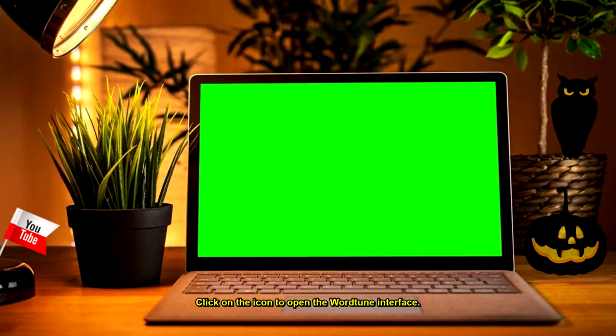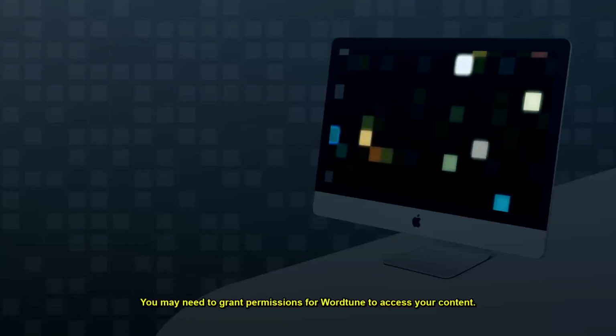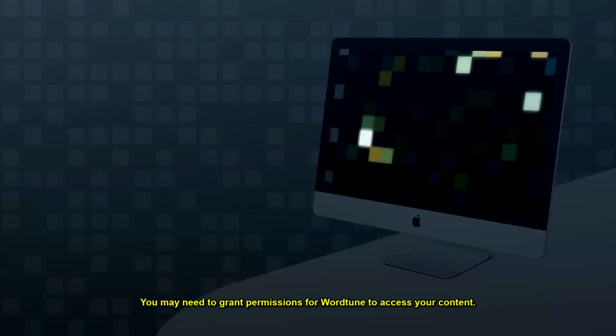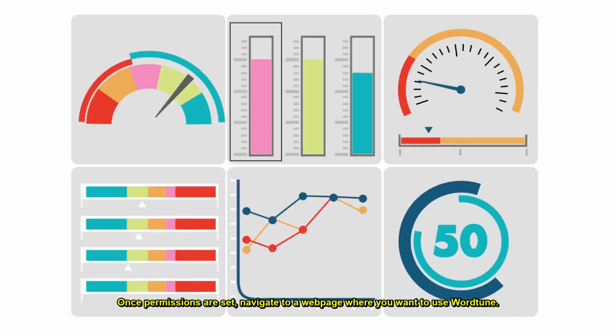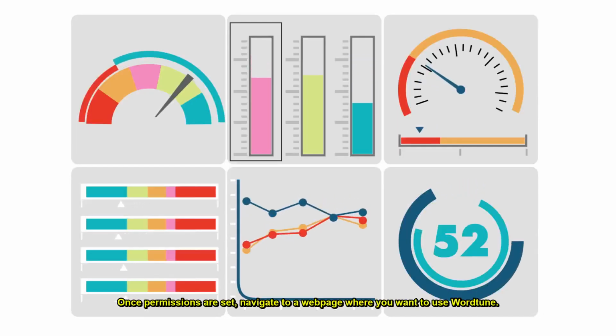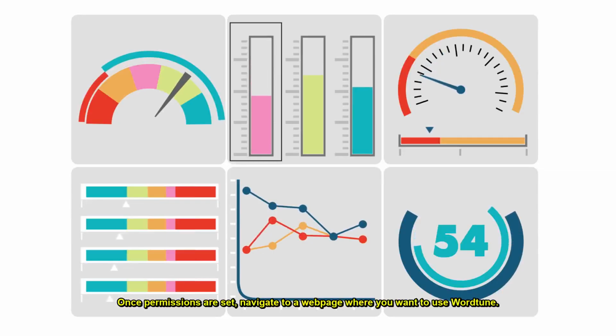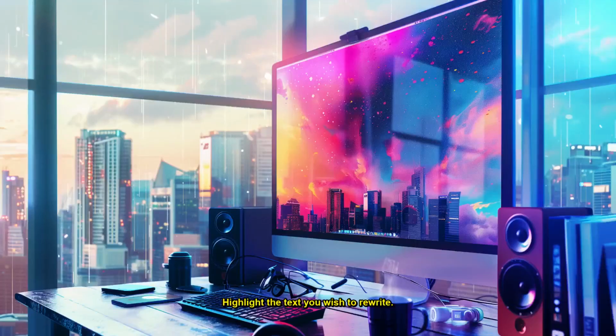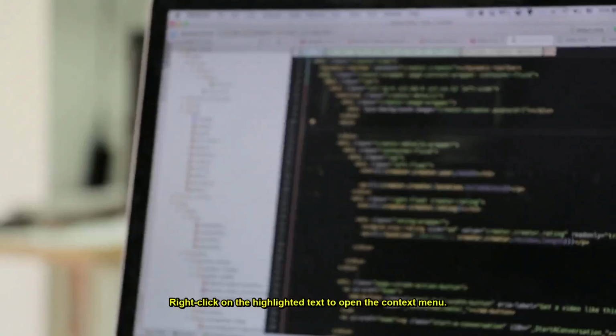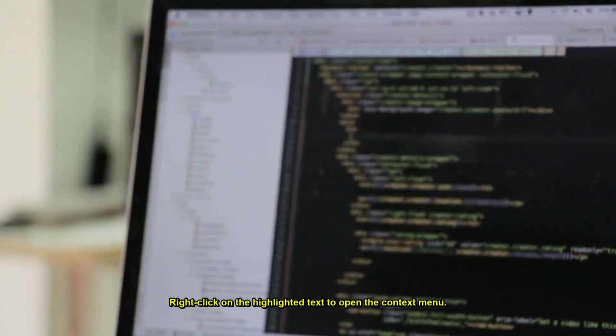Click on the icon to open the Wordtune interface. You may need to grant permissions for Wordtune to access your content. Once permissions are set, navigate to a web page where you want to use Wordtune. Highlight the text you wish to rewrite. Right-click on the highlighted text to open the context menu.